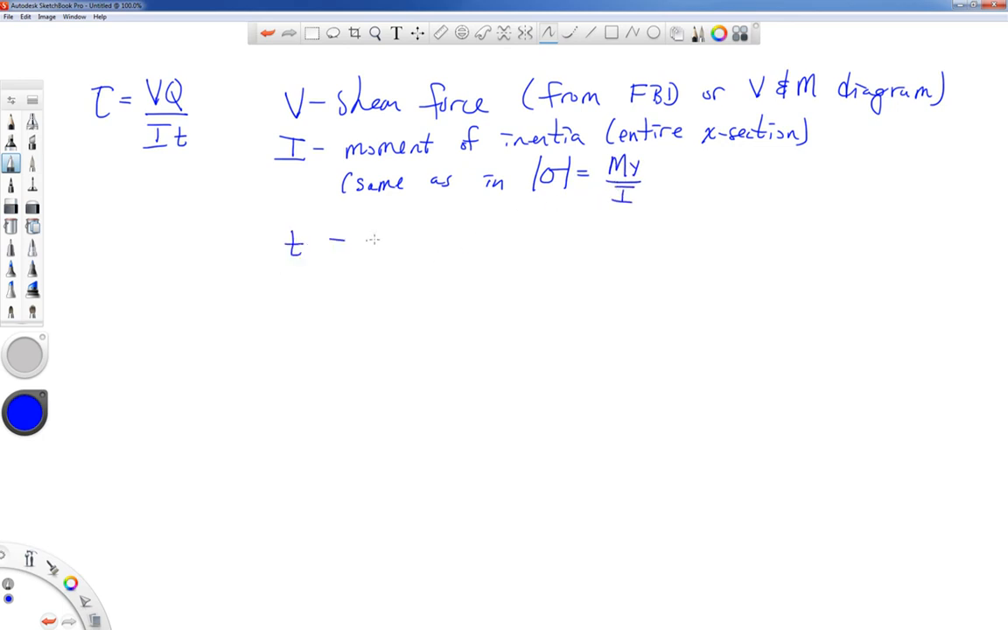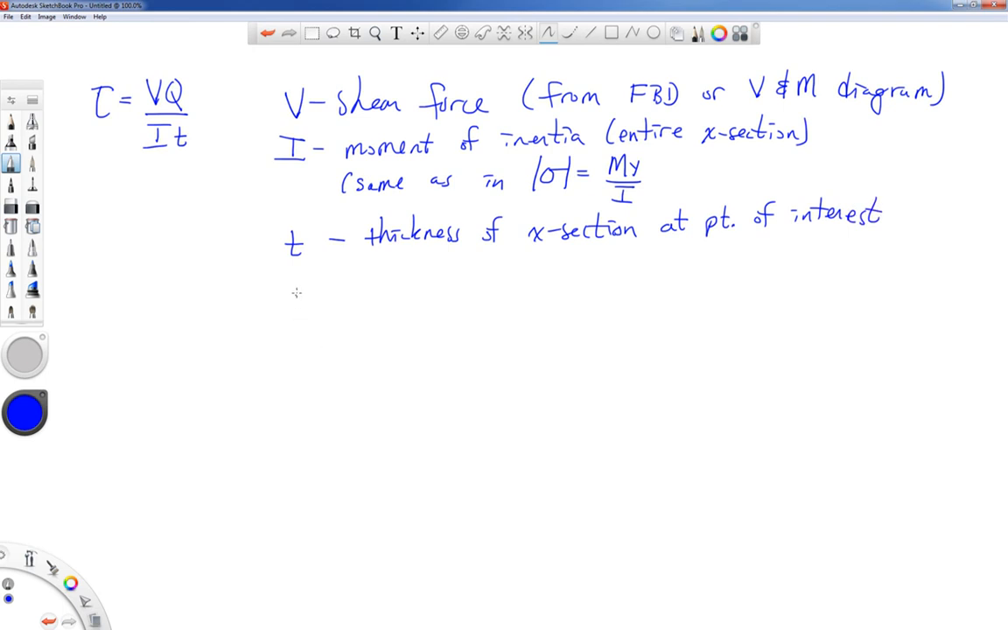T is the thickness of the cross-section where you want to calculate your stresses. Now we saw in that trapezoid shape that the thickness changed from the top to the bottom. Sometimes it's constant if you have a rectangle, sometimes it changes. So the way I'm going to write this is thickness of the cross-section at the point of interest, meaning the place we want to calculate the shearing stress at.